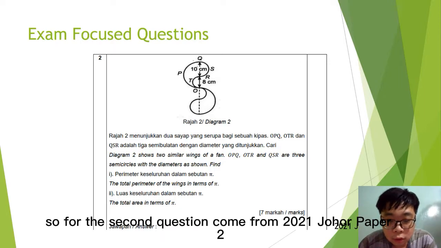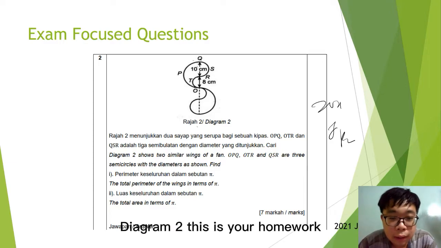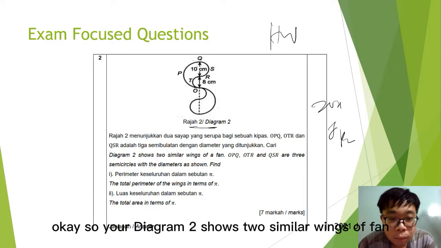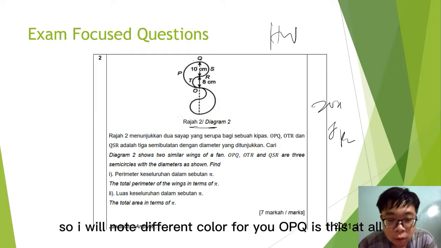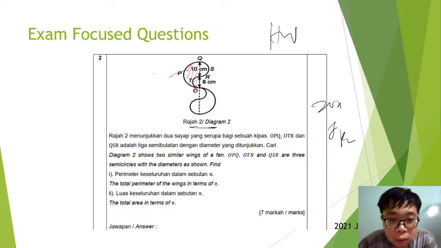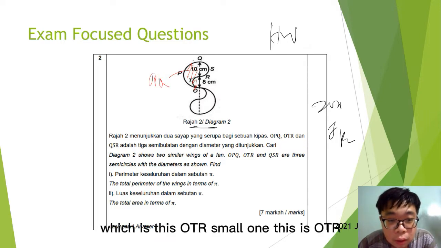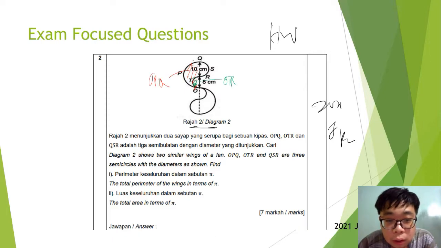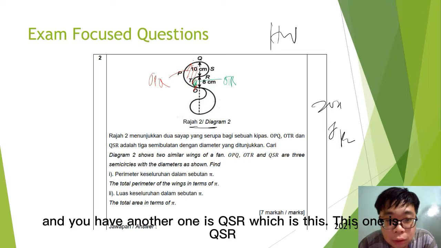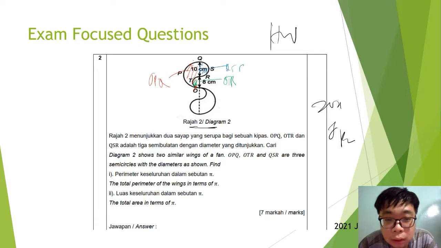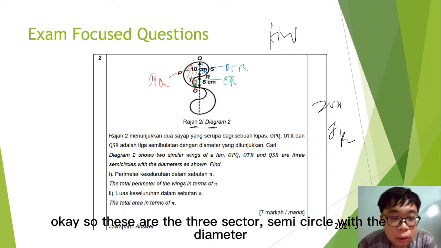Okay, so this second question comes from 2021 Johor Paper 2. We are going to look into this Diagram 2. This is your homework. Your Diagram 2 shows two similar wings of a fan. I will mark different colors for you. OPQ is this semicircle. You can see this OPQ. And then you have OTR, this small one. This is OTR. Then you have another one, QSR, which is this upper one. This is QSR. So these are the three semicircles with the diameters.